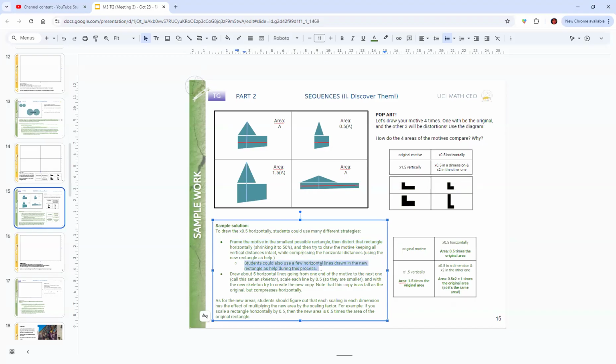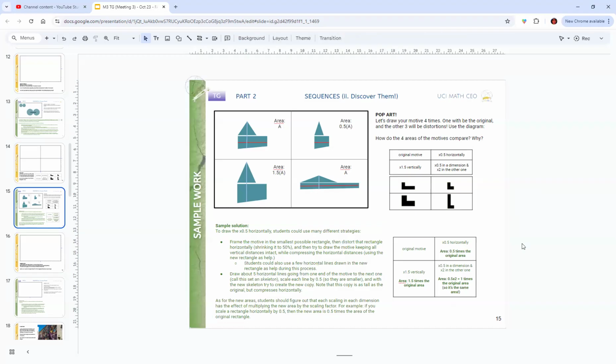You could also use, in this method, horizontal lines drawn as help, to go step by step, not to get lost in the whole thing. Many students will get lost or feel overwhelmed about distorting or compressing all things at once. So just go step by step, maybe compress this part, this line, or this mini shape, and then go from that. That's a perfectly good strategy.